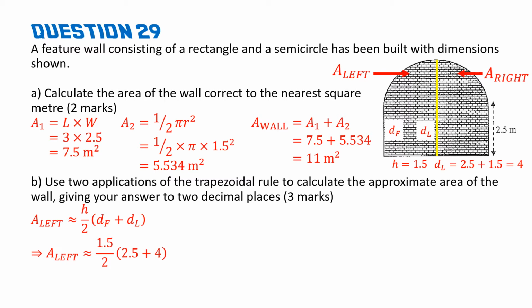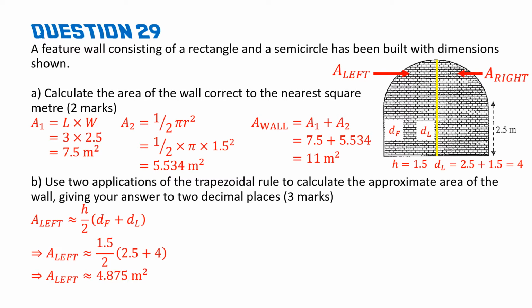So substituting all of those values into our equation, an approximate area on the left is going to be 1.5 over 2, multiplied by 2.5 plus 4. So we're adding the first part, df, 2.5, plus the second part, dl, of 4, to work out what's the average height of that section. Right? We divide that by 2 to get our average height, and then multiply it by 1.5 to get an approximation for the area on the left-hand side, which is going to be 4.875 square metres.